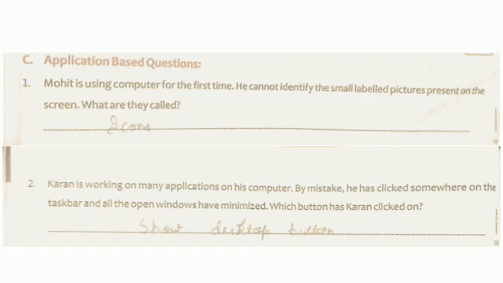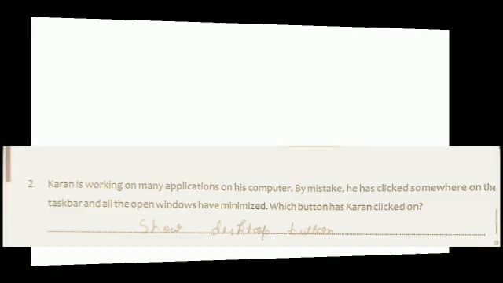Second is: Karan is working on many applications on his computer. By mistake, he has clicked somewhere on the taskbar and all open windows have minimized. Which button has Karan clicked on? As we know, the show desktop button is present at the right side of the taskbar, and if we click on that button, then all the windows are minimized. So he has clicked on the show desktop button. So the right answer is show desktop button.